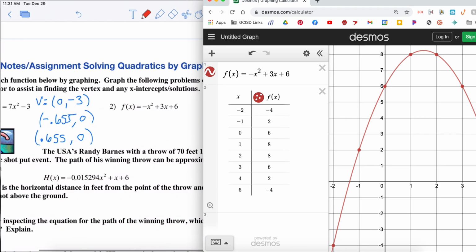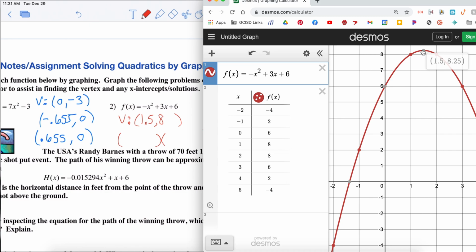All right, so for this red problem, again, we want all three pieces. We want to give the vertex, and then we also want to give our two solutions. All right, so my first thing to get your vertex, remember all you have to do is come over here, click on the graph, find that highest point, and it's going to label it 1.5, 8.25. Just copy that down.